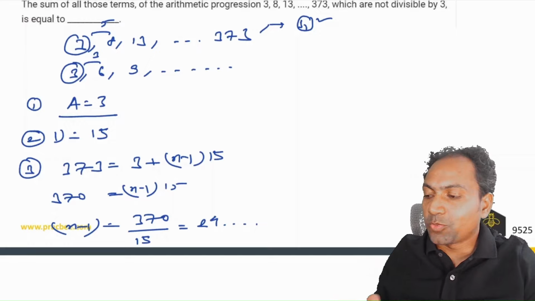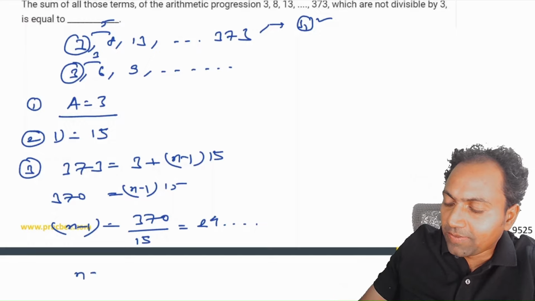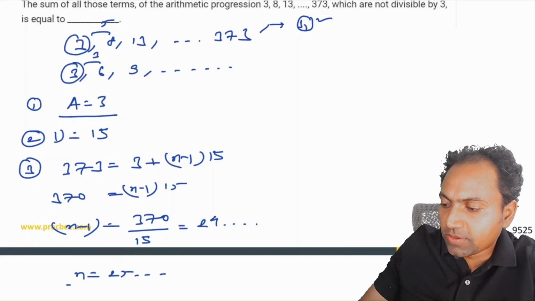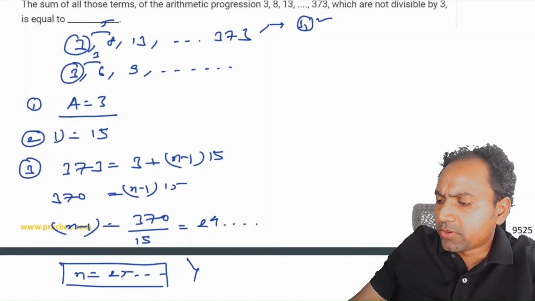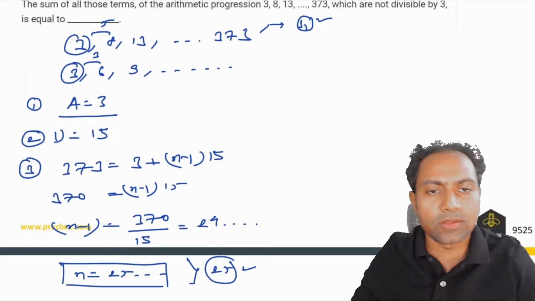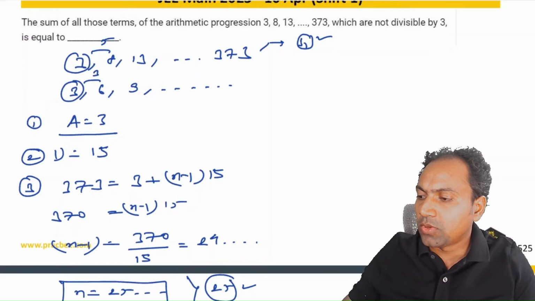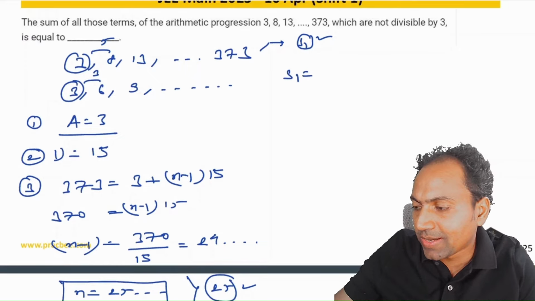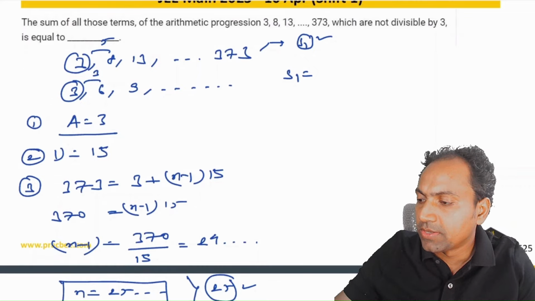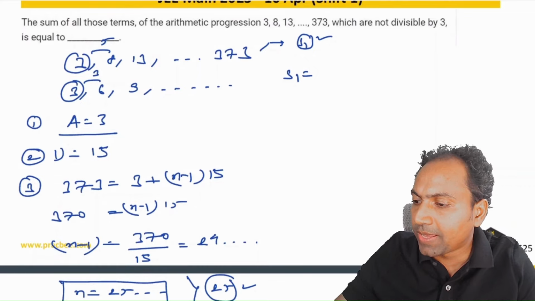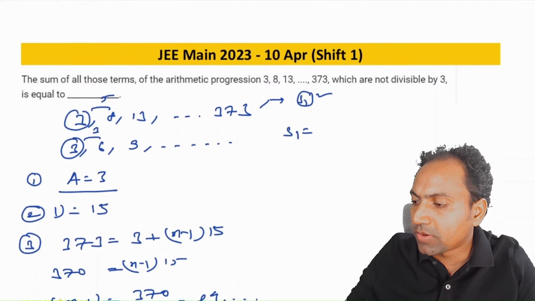My answer comes out to be 24 point something, and from there the value comes out to be 25 point something. You can see that there are in all 25 terms that are common. This we have done earlier also. So now, in order to find S1, that is the sum of the first series, we can apply our concept.